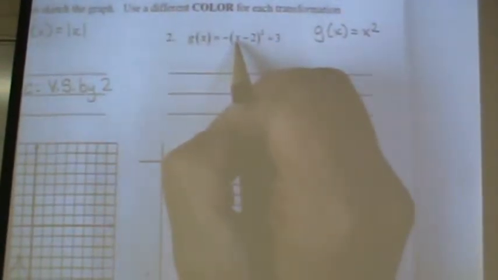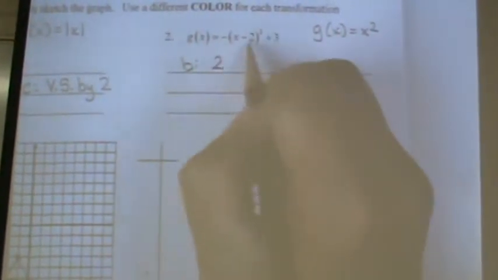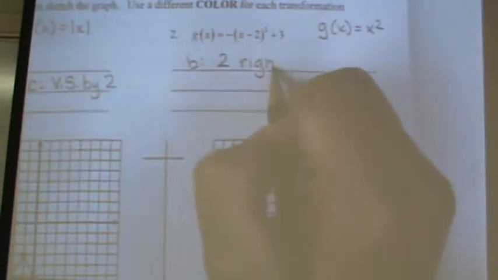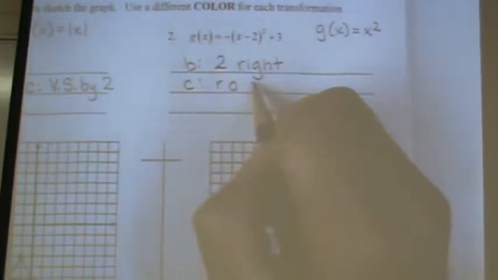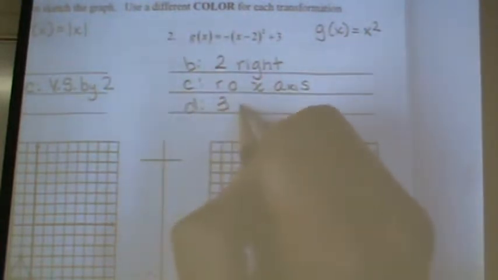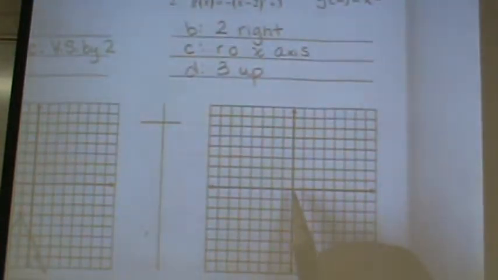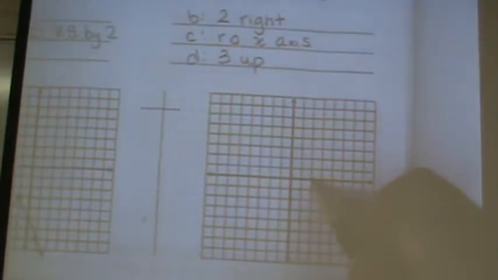This one, the parent function is g of x equals x squared, right? And there is no A, there's no horizontal stretch or compression, but there is a B, it's 2 units right. Remember, we go opposite. And we're going to reflect this over the x-axis. And for D, we're going to go 3 up. So we normally start at the origin, but we're going to go 2 right, and 3 up.